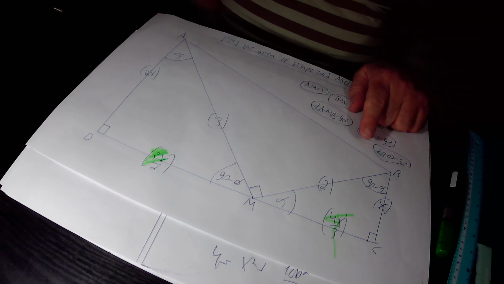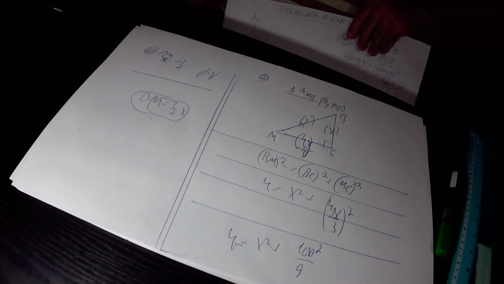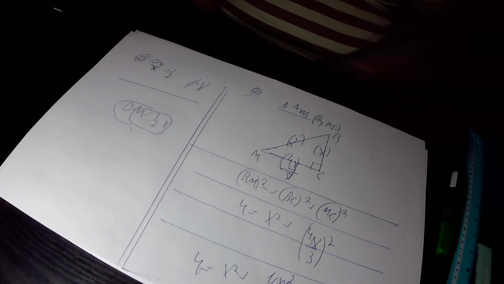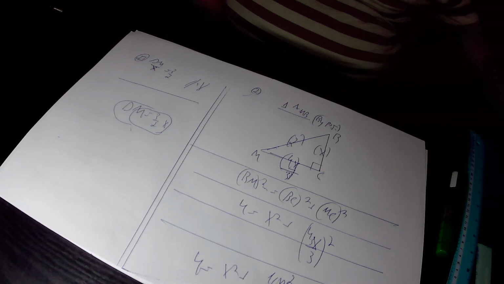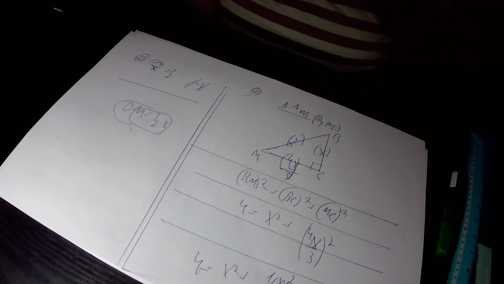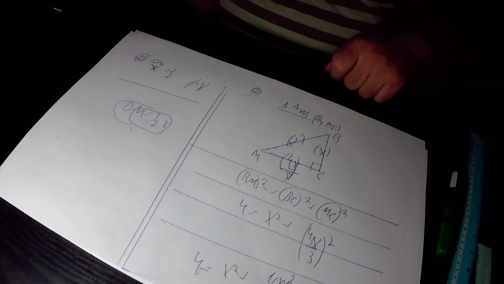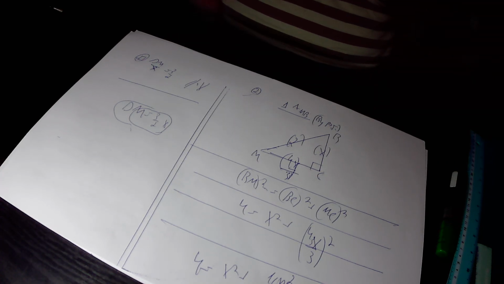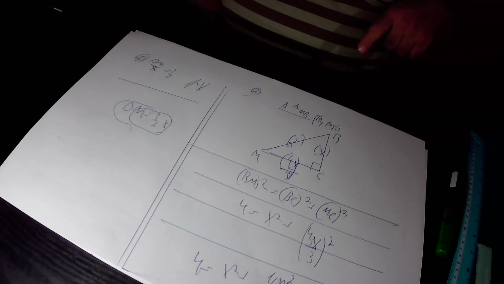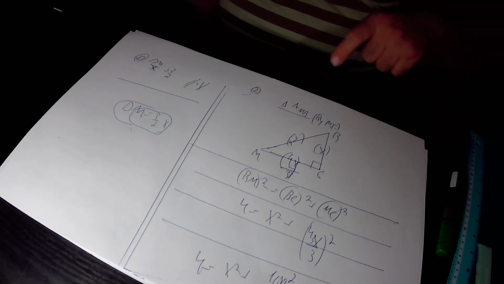In the next step, I copied this right triangle BMC onto the page and applied the Pythagorean theorem to it. According to the original drawing, BM squared, the square of the hypotenuse, equals BC squared plus MC squared. BM is 2, therefore BM squared is 2 squared, that is 4. And it equals BC squared.